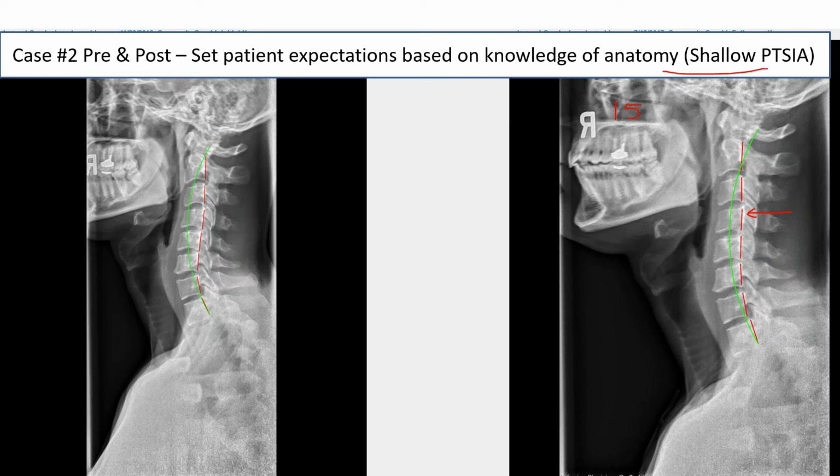Now, if I don't understand this though, after 6 months of this patient laying on a Denneroll and doing exercises, I might be banging my head against the wall and being frustrated.